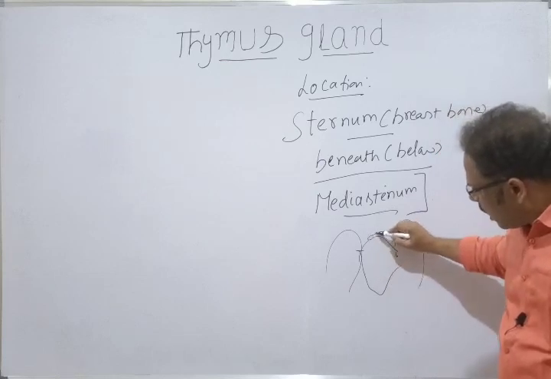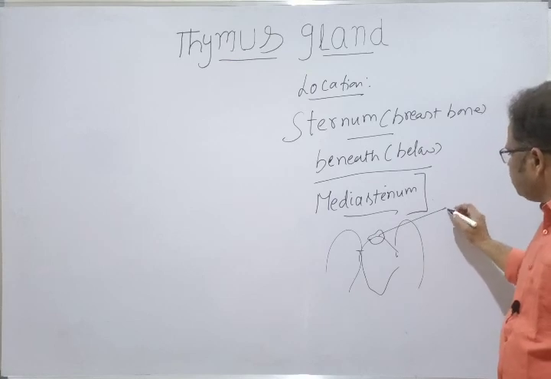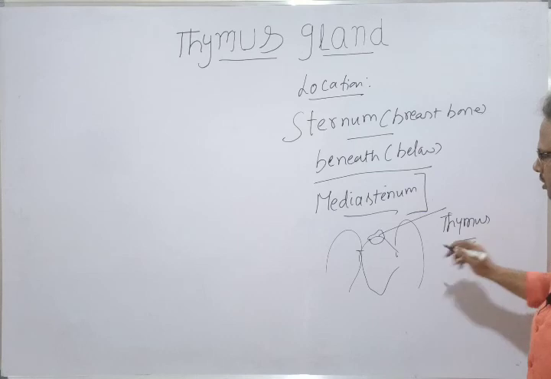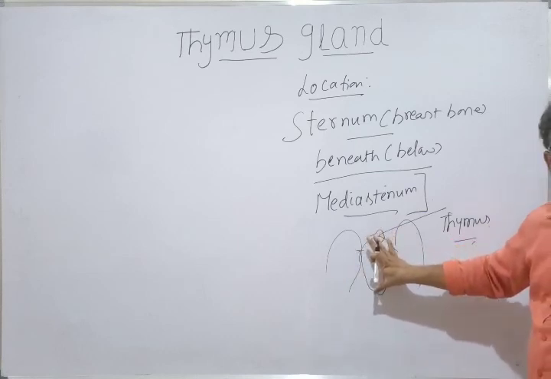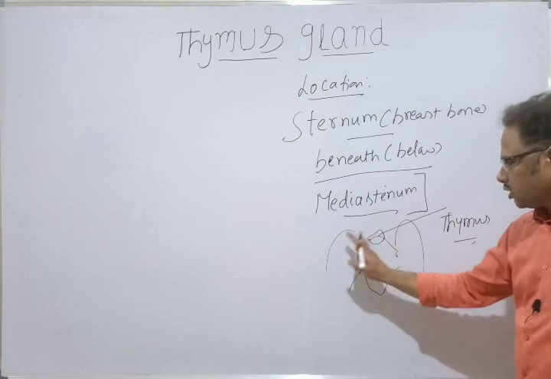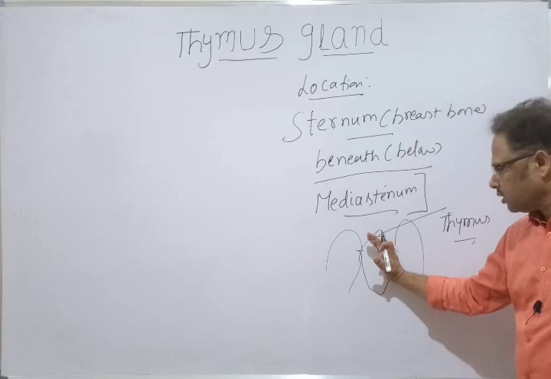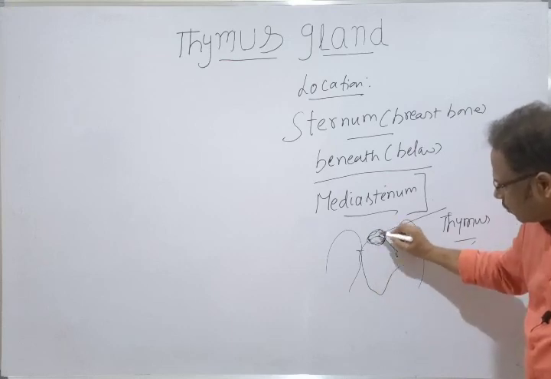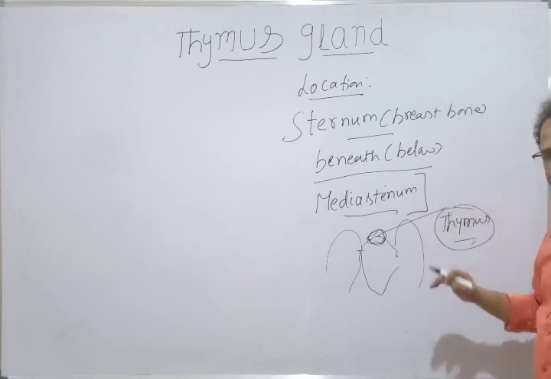Above the heart, a small lobed structure is present. This is called the thymus gland. So these two are the lungs. Here is the mediastinum, a space between the two lungs where the heart is located. And in the superior position of the heart, what is present? The thymus gland is present here.